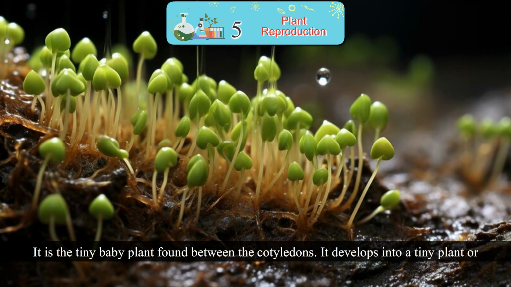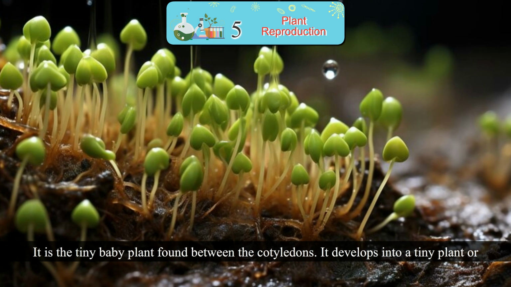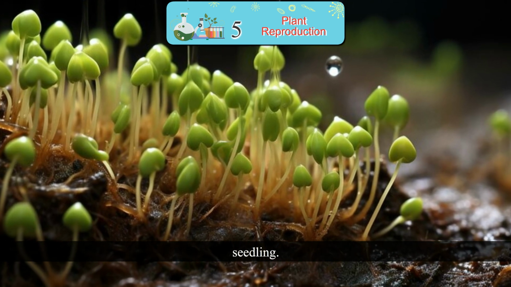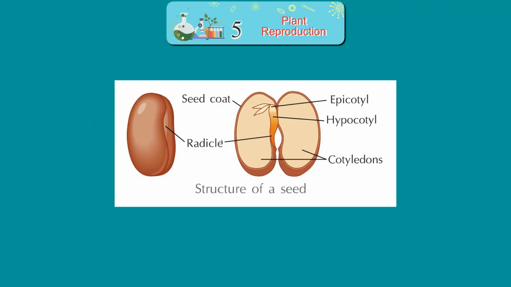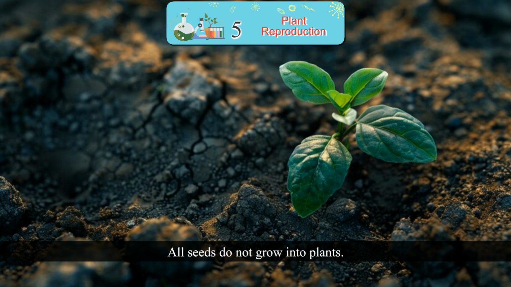Embryo. It is the tiny baby plant found between the cotyledons. It develops into a tiny plant or seedling. Structure of a seed. Seed coat, radicle, apicotyl, hypocotyl, cotyledons. From seed to plant.